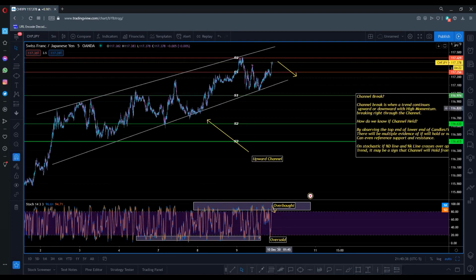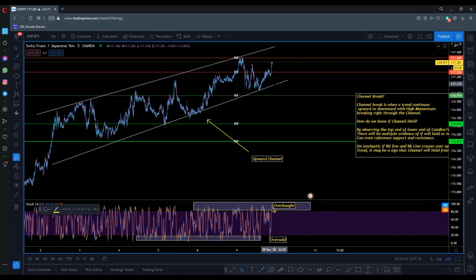But when the channel breaks, when the price actually goes below 117,100, especially if it does in the next couple of days, it will be a very, very strong sell based on the technical aspect.